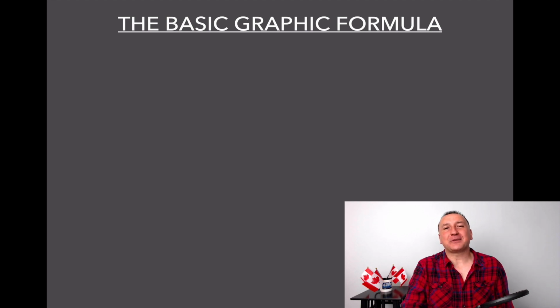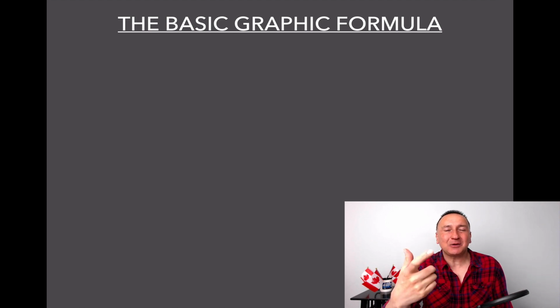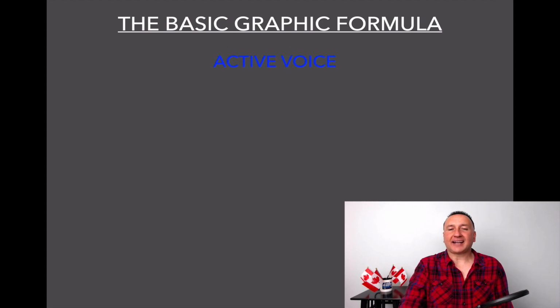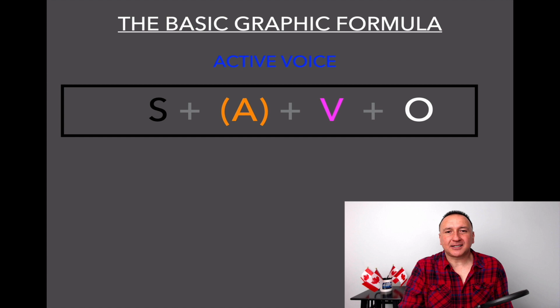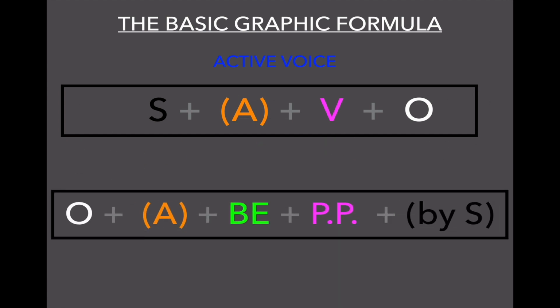If you are more mathematically oriented, you will get this one. But again, many students love formulas. They really want to see how the grammar works. And here you have the formula. When you have active voice, you have the subject plus the auxiliary, remember the orange one, plus the verb and the object. How do you transform it into passive voice? This way. You just switch it, right?